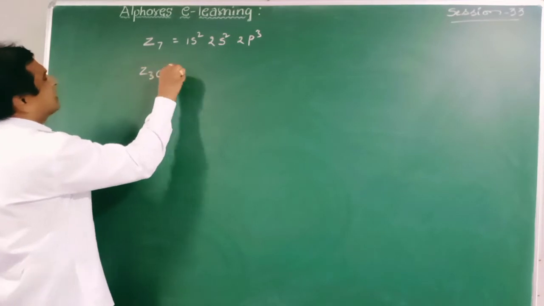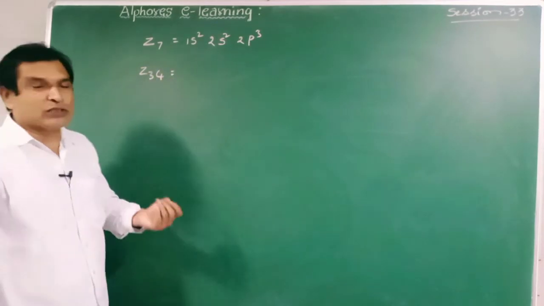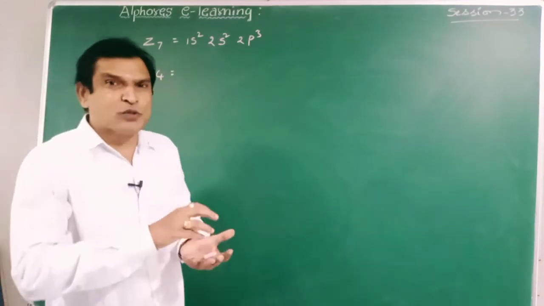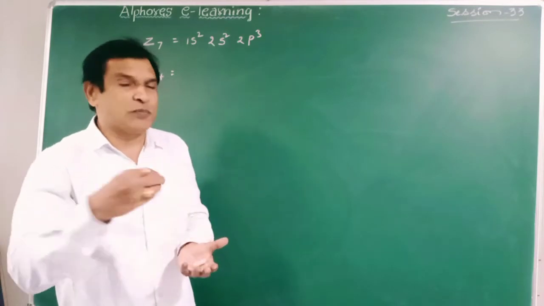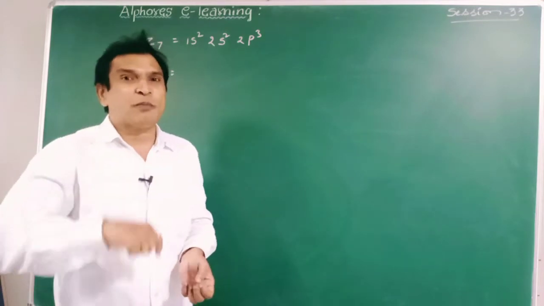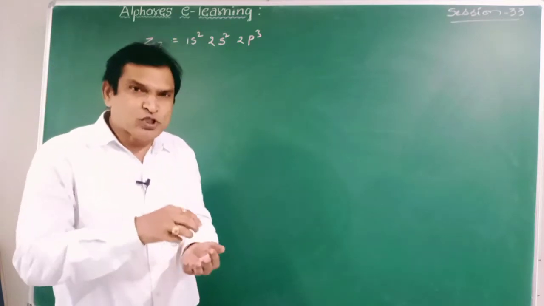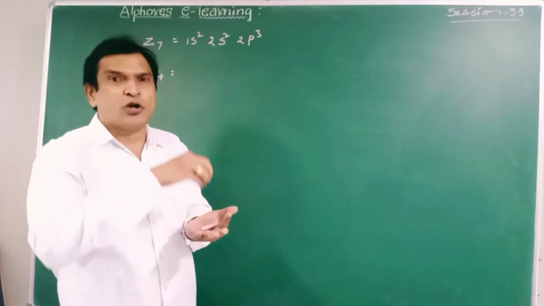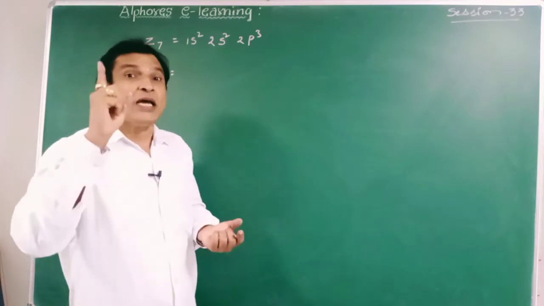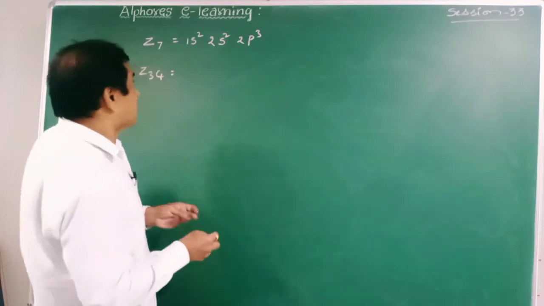Next, one more element, atomic number 34. Now we have 34 electrons. We have to distribute them among the atomic orbitals according to the Aufbau principle. You just have to follow the Aufbau principle and distribute the maximum capacity of electrons among the atomic orbitals. That should not be forgotten.